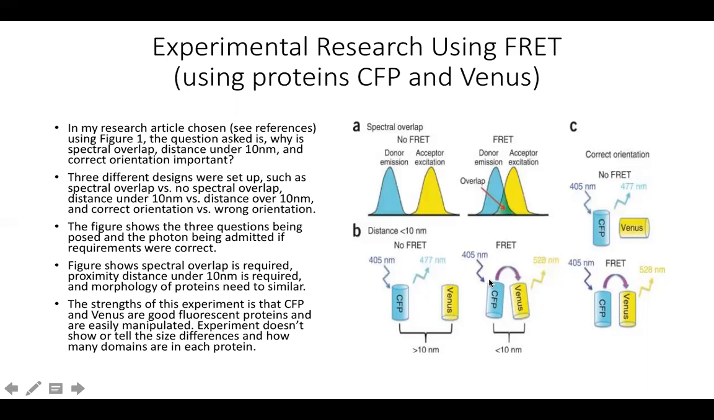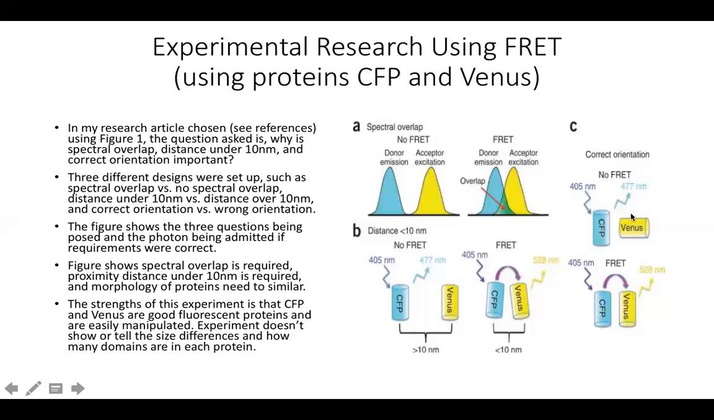The figure shows spectral overlap is required, proximity distance under 10 nanometers is required, and morphology of proteins need to be similar. So as you see in A, they need to have some kind of overlap for FRET to occur, and that's called a spectral overlap. And then in B, you see that the distance for the first one is over 10 nanometers, and the CFP won't transfer that energy over to Venus, so it'll just emit its own photon. And then when it's under 10, it'll actually transfer that energy to Venus, which is the FRET, and then it'll emit that photon at a higher nanometers wavelength.